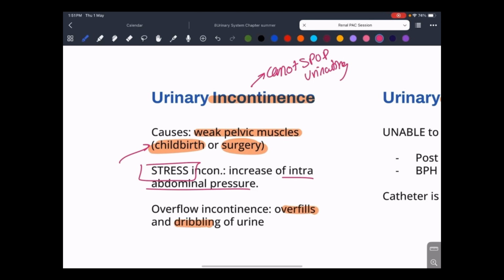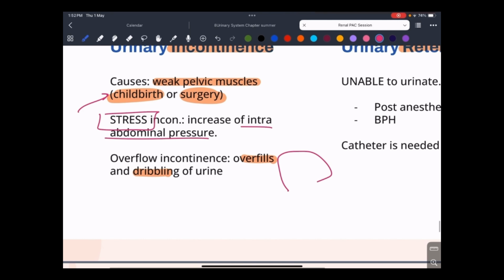Why am I saying this? Because the bladder, even if there is a problem, for example, with the sphincters, will keep accumulating urine until it reaches a specific threshold. After this threshold, it has to urinate. It overfills and dribbles urine.